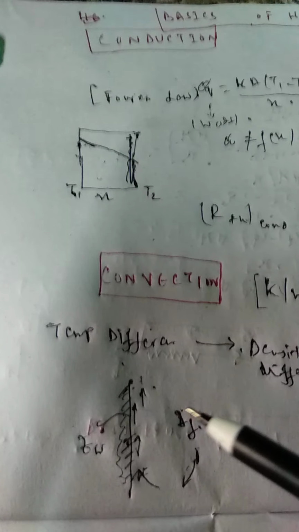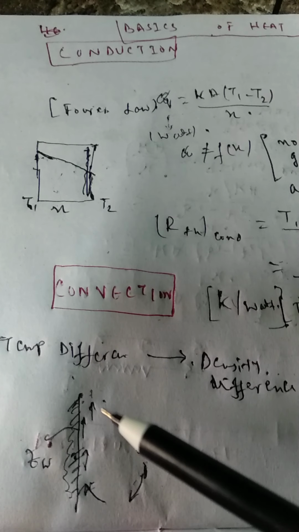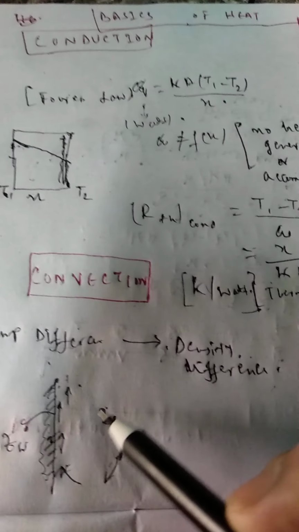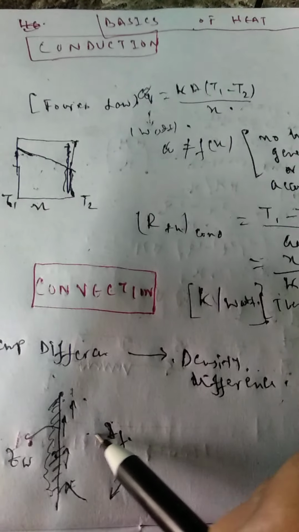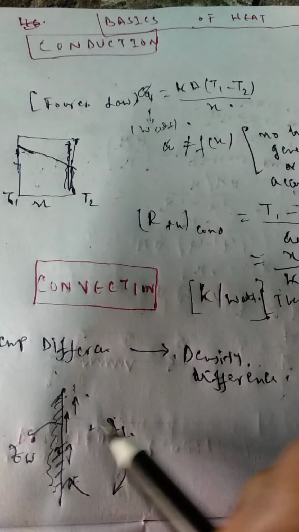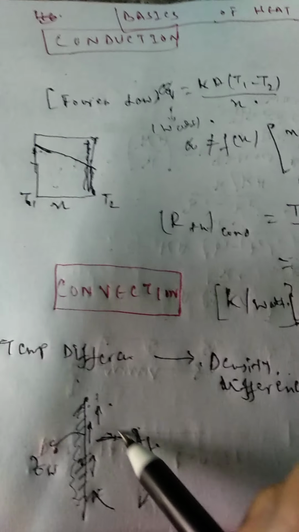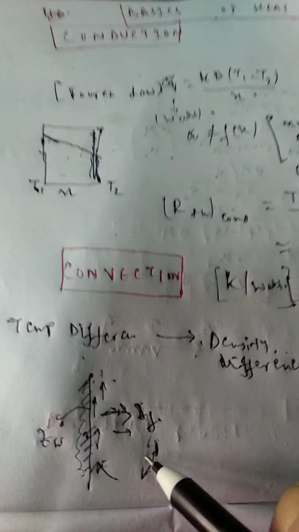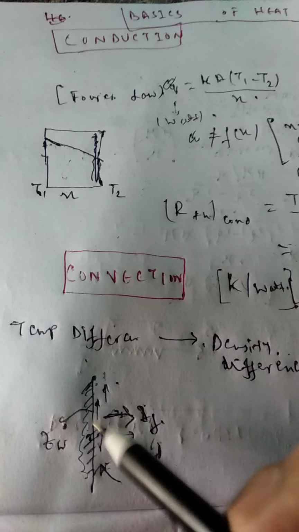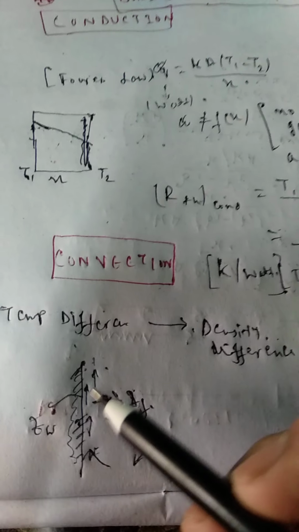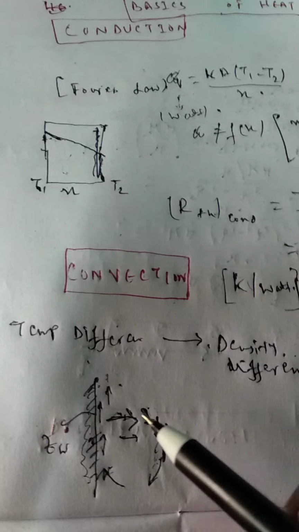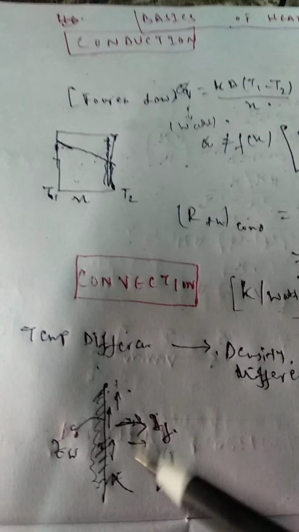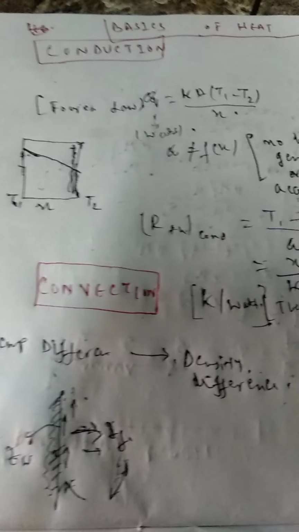Okay, so it will move up due to the effect of buoyancy. And the colder fluid, which will move towards the wall, will tend to move down. This is the cooler fluid, it will tend to move down in this direction, and this cooler fluid will replace this fluid which is moving up, the hotter fluid. Okay, this cooler fluid will take its place. So this is how the convection current will be set up. Okay, so this is the process of natural convection.